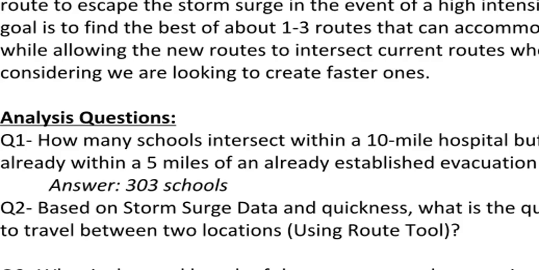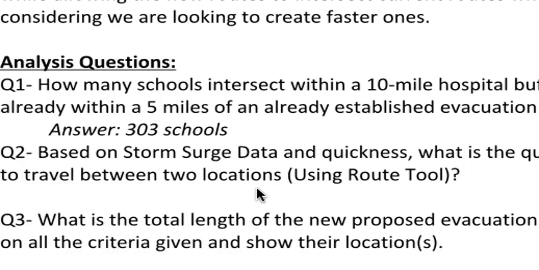My problem is assuming that North Carolina wishes to expand their network of hurricane evacuation routes, and I'm looking for a potential 1 to 3 new routes to take based on the following criteria listed here. My goal is to find these routes so that it can accommodate this criteria, using previous routes intersecting with new roads so we can create faster alternate routes.